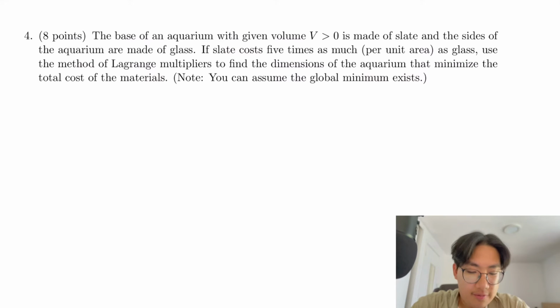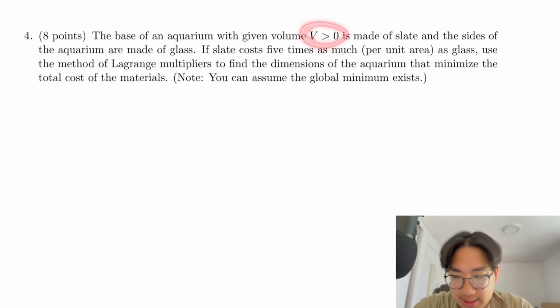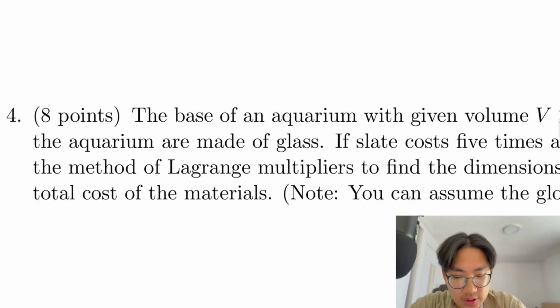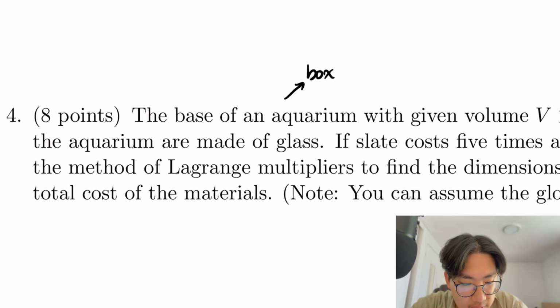Okay, so yeah, obviously we can assume the global minimum exists. This right here is a detail we want to keep in mind. So what they didn't mention in the question is that this is a box with no lid.